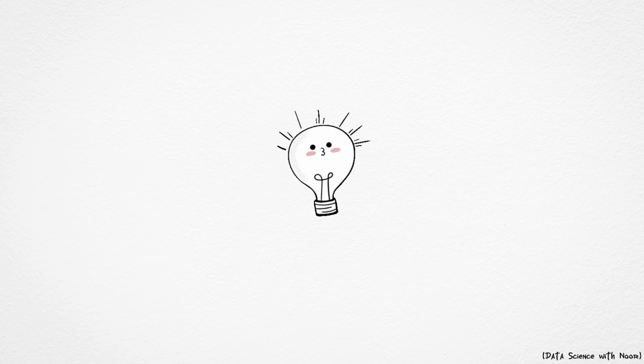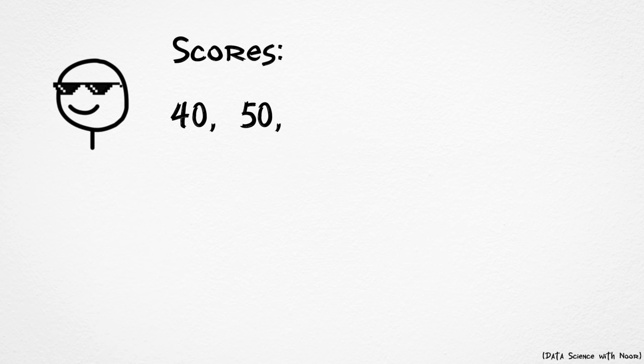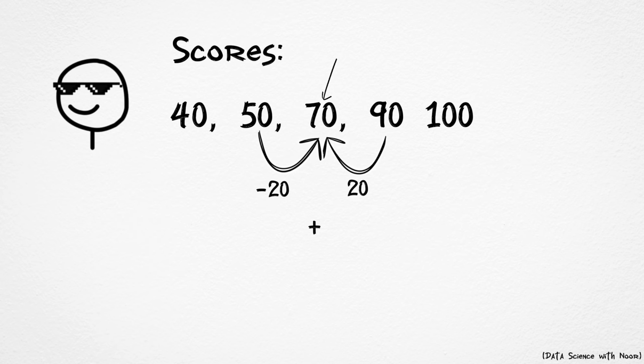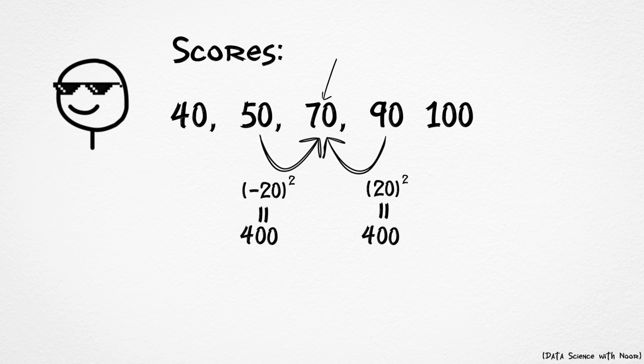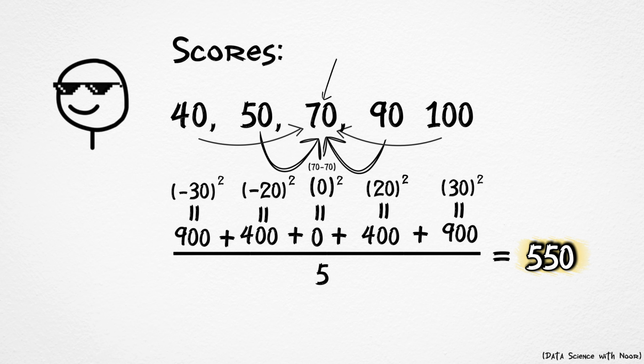Here's the idea. What if we measured how far each data point is from the average? Say the average is 70. A score of 90 is 20 points away, and a score of 50 is also 20 points away, just in the other direction. So if we just added those differences up, the positives and negatives would cancel out, and we'd get 0, not helpful. So instead, we square each difference, multiply it by itself to make everything positive. Then we average all those squared differences. That average is the variance.